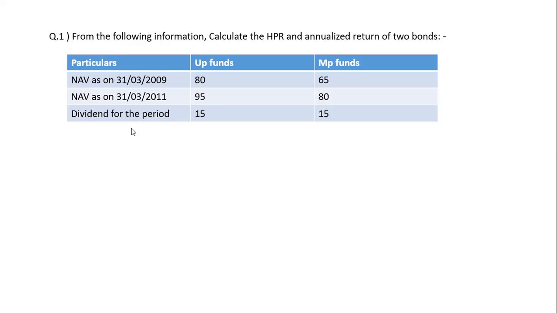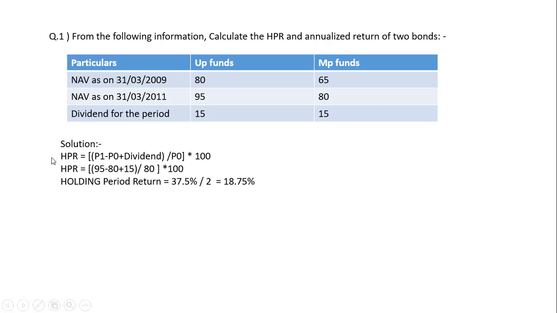During the period when we were holding the particular mutual fund, we received a dividend of 15 rupees in both the funds. So this is the income during the period. The formula of holding period return is P1, price at the end, minus price at the beginning, P0, plus income during the period, dividend, divided by price at the beginning.